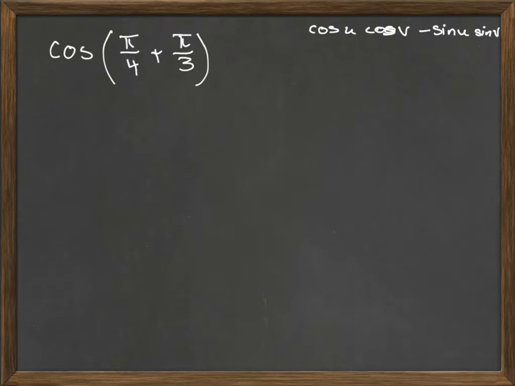Okay, so let's practice this. Cosine of pi over 4 plus pi over 3. Now put the formula down here again. This is the sum of the cosine.